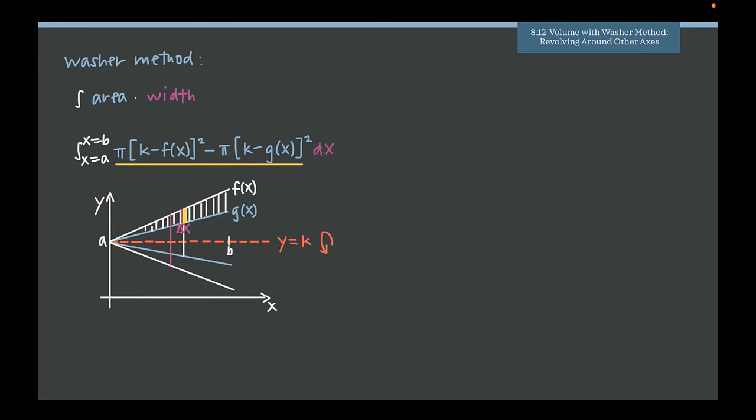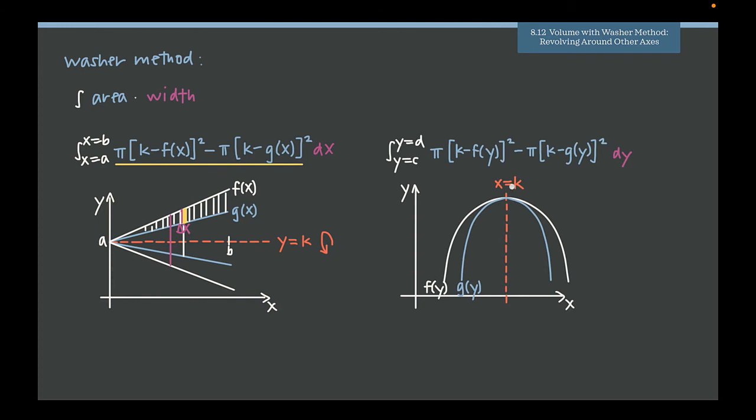And we know that the same thing happens when we rotate around a vertical axis of revolution. So let's say we're rotating around the line x equals k. That means that our rotation is going to look something like this around the axis. And so if we have curves g of y and f of y, and then we rotate them around this axis, this is what they look like on the other side.